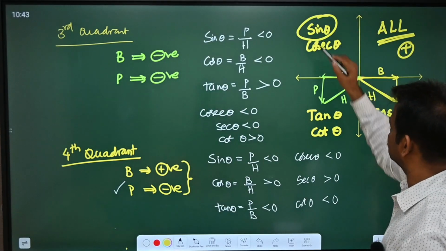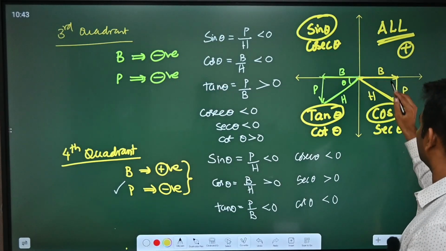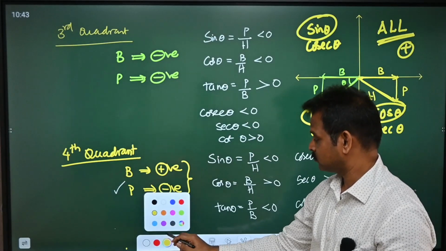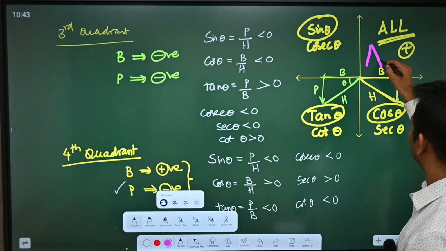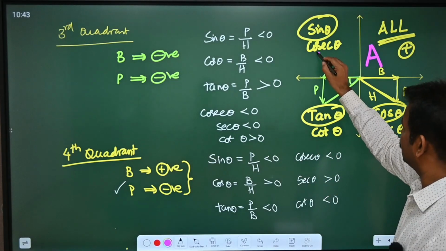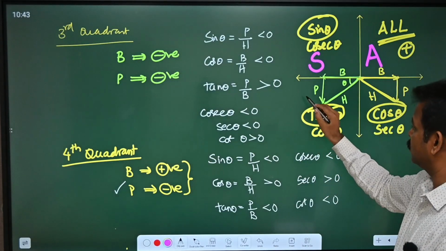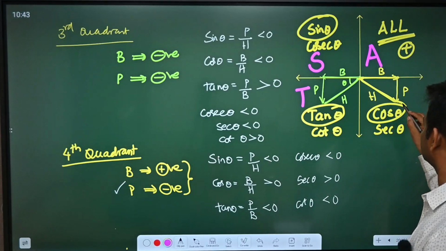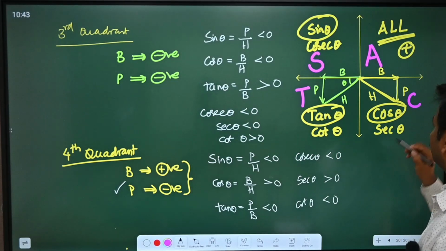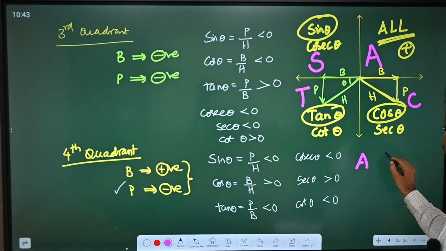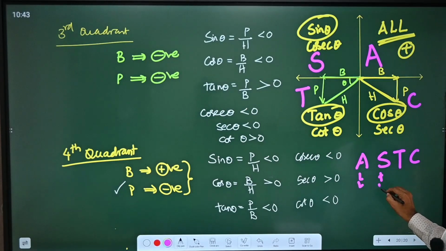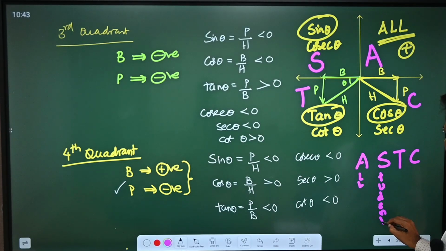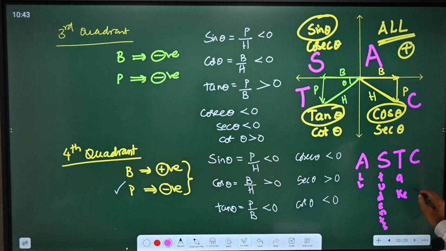So this is how we can remember this. All students take care. So I am writing again. Here all are positive. Here sin and its reciprocal are positive. Here tan and its reciprocal are positive. Here cos and its reciprocal are positive. So we can write A, S, T, C. All students take care.